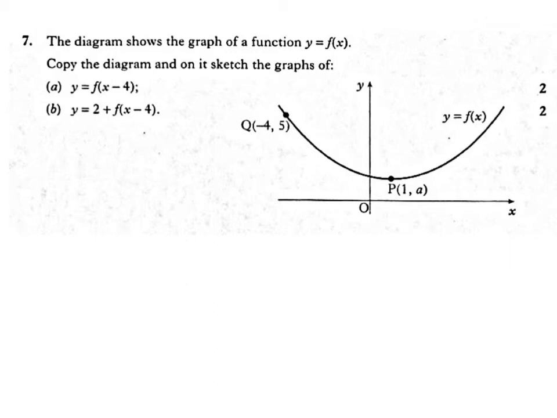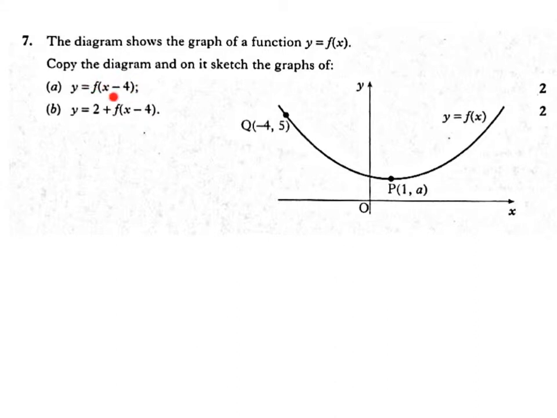Higher section 3, example 1. The diagram shows the graph of a function y equals f of x. Copy the diagram and on it sketch graphs of y equals f of (x minus 4), x minus 4 within the bracket that is, and part B is 2 plus f of (x minus 4). So if I look at A first of all, f of (x minus 4), so x minus 4 in the bracket.